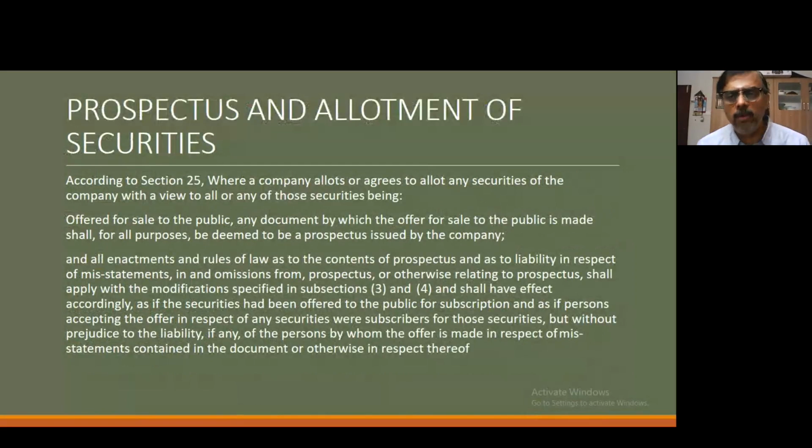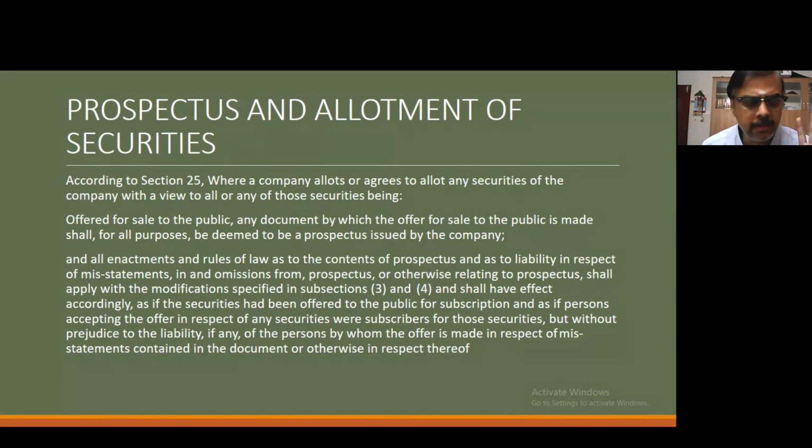any document by which the offer for sale is made to the public shall, for the purposes of issue of securities, be deemed to be what? A prospectus. So whenever a company is going to come up with an issue of securities, they have to issue a document referred to as a prospectus. And all enactments and rules of law relating to prospectus will apply.